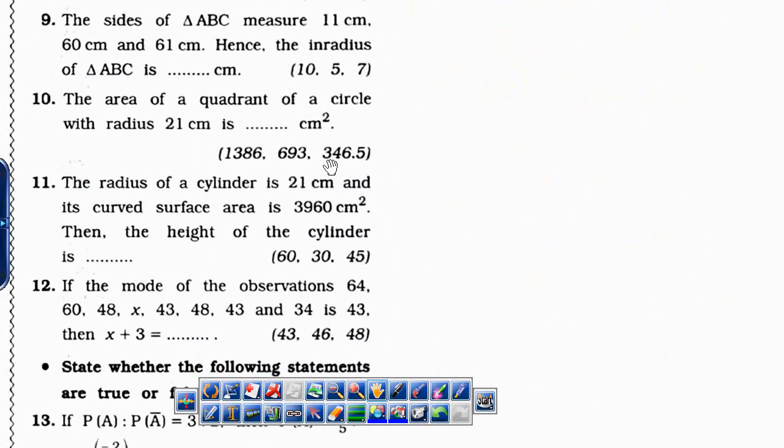Ninth sum. The sides of triangle ABC measure 11, 60, 61. Pythagoras triplets, very, very important to learn by heart. This is a Pythagorean triplet: 60, 61 and 11.